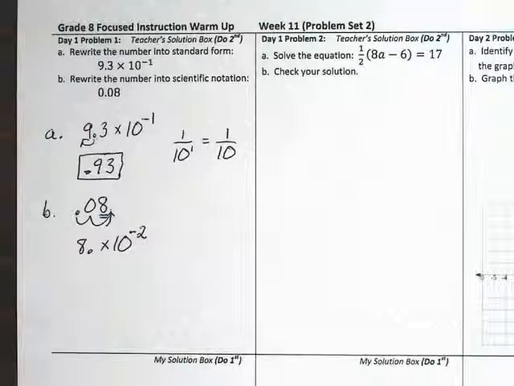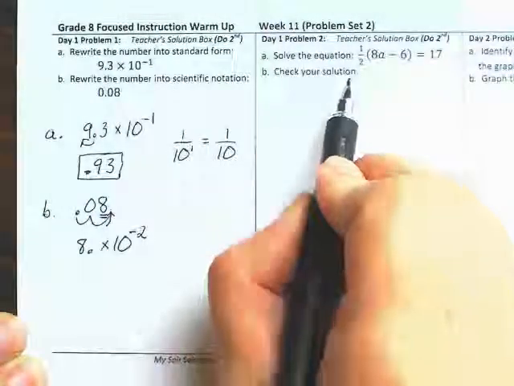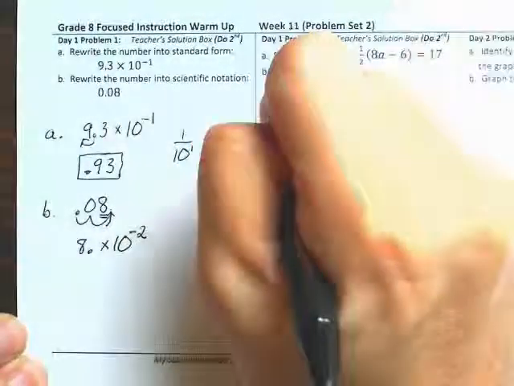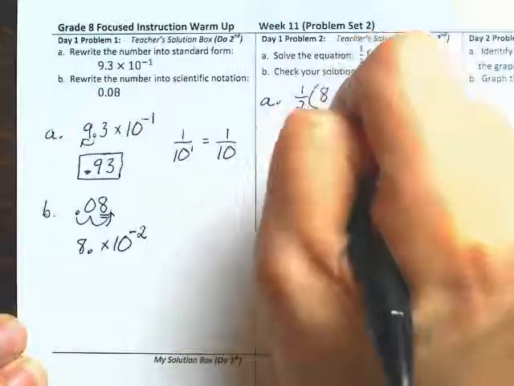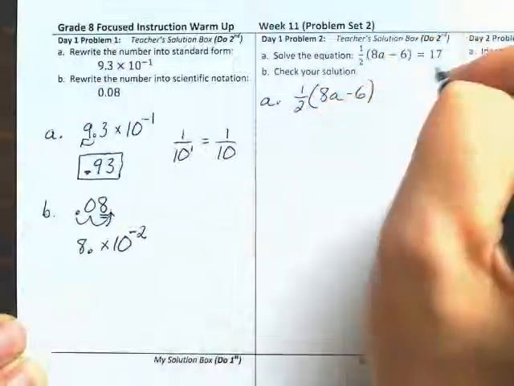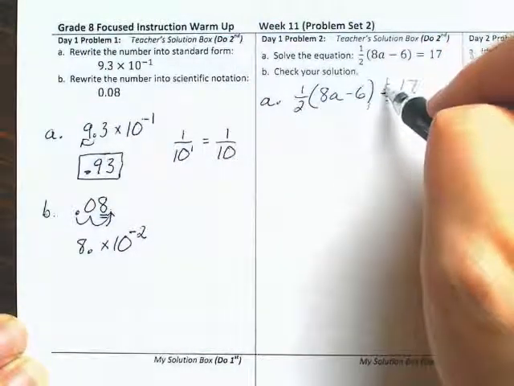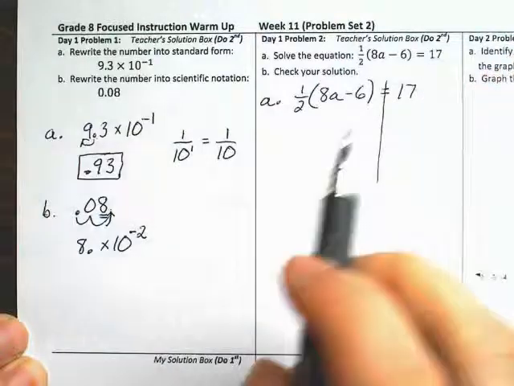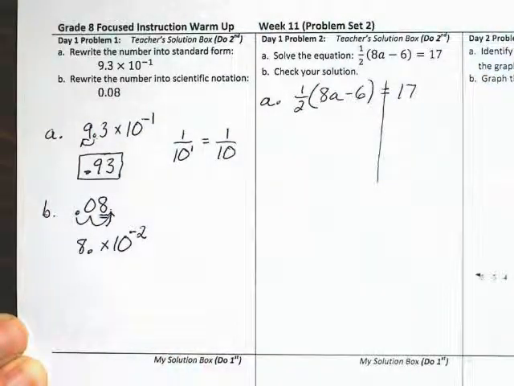Now, day 1, problem 2. Solve this equation and then check your solution. So in part A, let's write out that equation. And then isolate the letter A by removing all of the other numbers that are on the same side of the equation as the A.